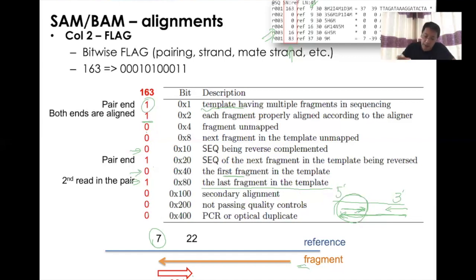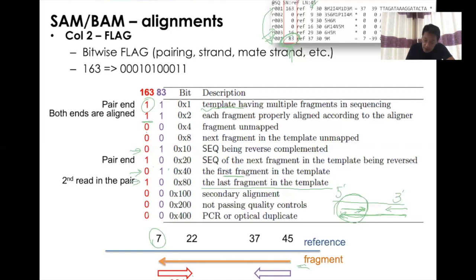So let's go through another one, which is this particular one. This is 83, okay? And you can see that for the read identifier, it is R001. Clearly, this is the same read as this particular one. It is a paired end, so both ends are being documented in this particular file. If you convert the 83 into binary, it will be 000010100011. This is 83.